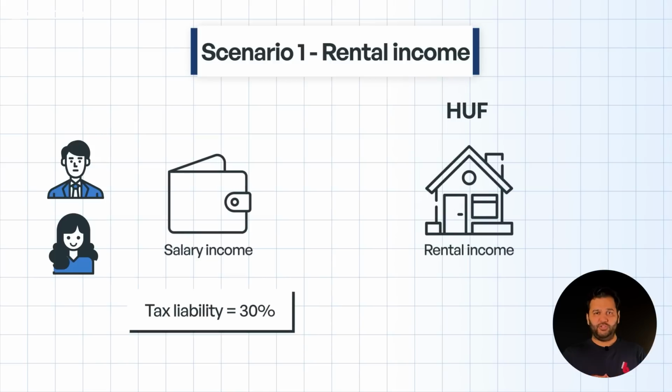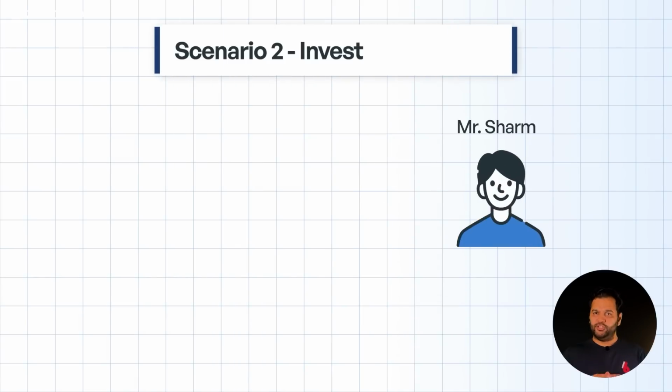But what if you form an HUF and transfer the property on the HUF's name? If the rental income is less than the basic exemption limit of 2.5 lakh, you would pay 0 taxes on this income. And even if it is above 2.5 lakh, the tax rate would be much lower than it would have been otherwise. Isn't it amazing? Another way people can save taxes with HUF is by opening a Demat account on HUF's name. For example, Mr. Sharma and Mr.